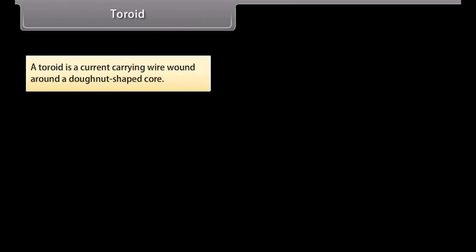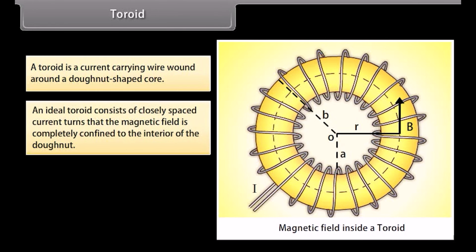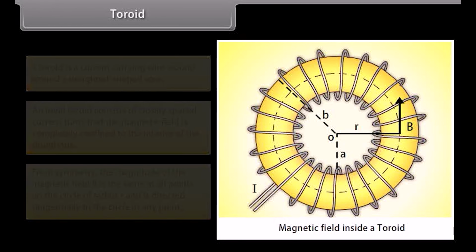Toroid. A toroid is a current-carrying wire wound around a donut-shaped core. An ideal toroid consists of closely spaced current turns so that the magnetic field is completely confined to the interior of the donut. From symmetry, the magnitude of the magnetic field B is the same at all points on the circle of radius r and is directed tangentially to the circle at any point.